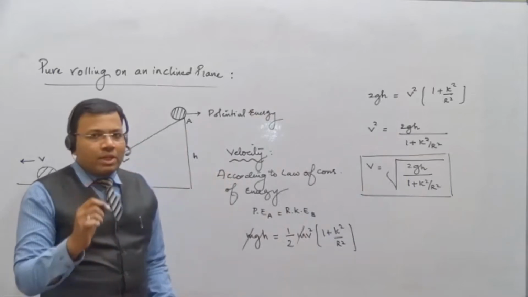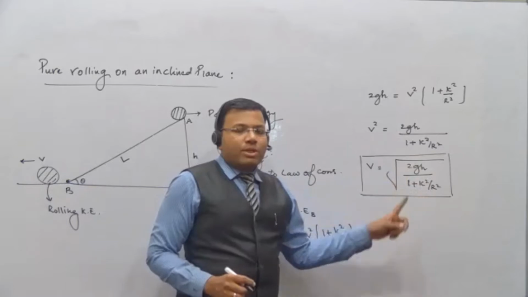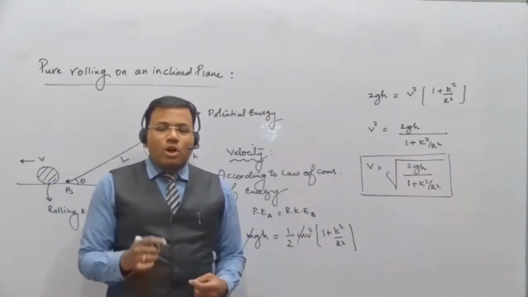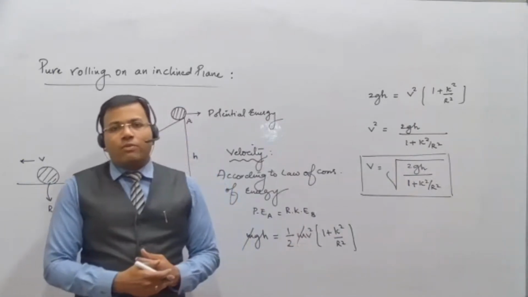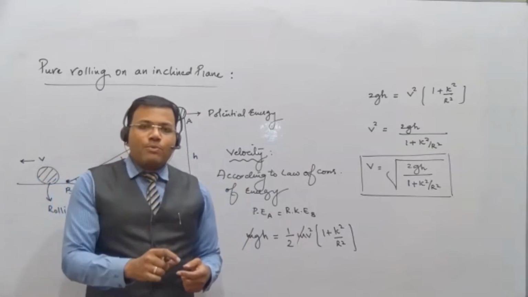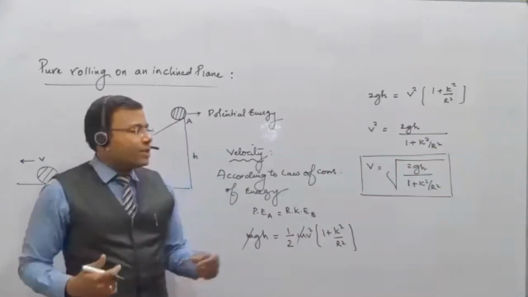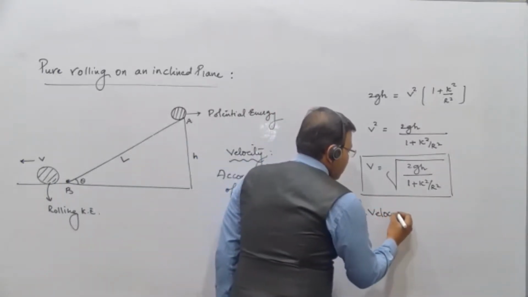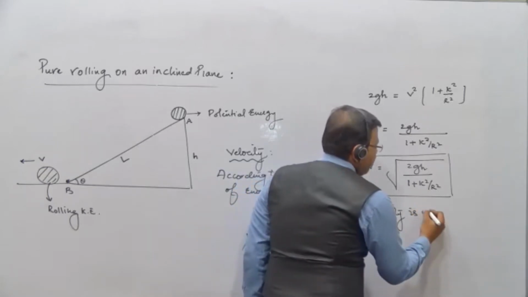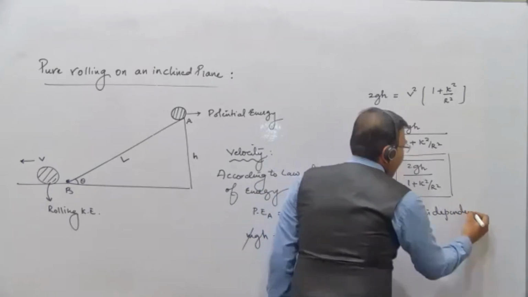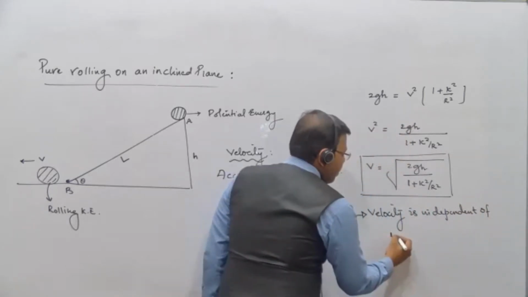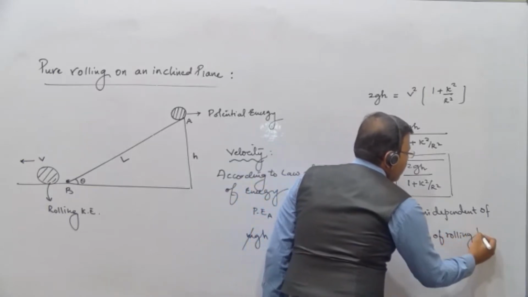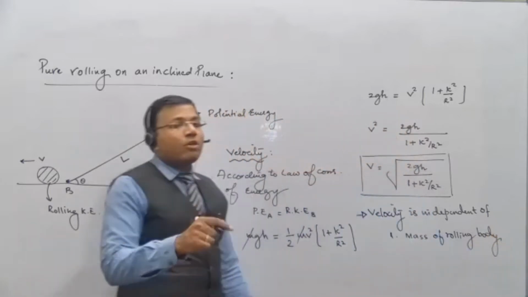From the formula, I can say that we don't have any mass term here, because the mass term is getting cancelled. So we can say that the velocity of the rolling body is independent of the mass of the body. Whether you are taking a huge object or a small object, they are going to move with the same velocity. So therefore, I write the first point: velocity is independent of the mass of the rolling body.